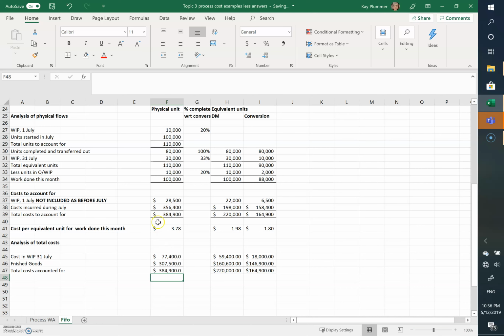And we can see that the total cost to account for of 384,900 equals our total costs accounted for. We know how much has gone to our work in process and how much has gone to our finished goods.